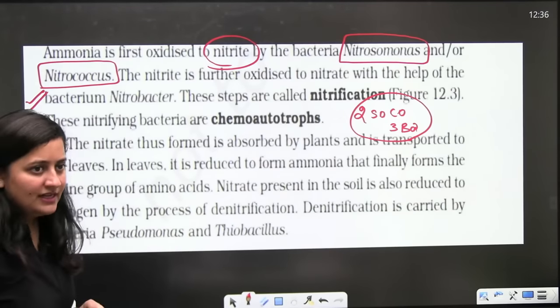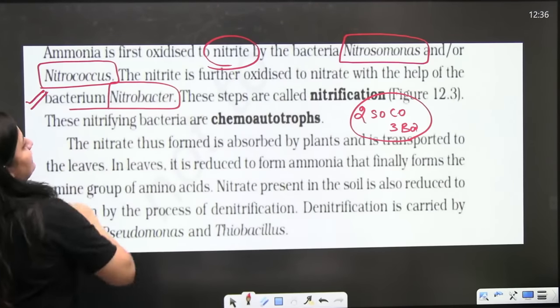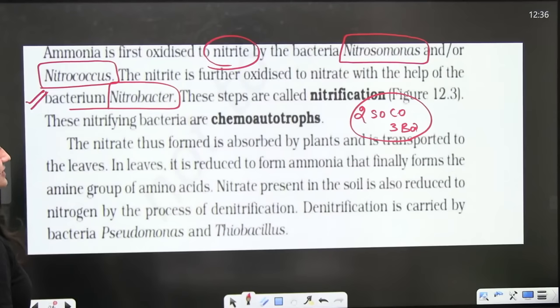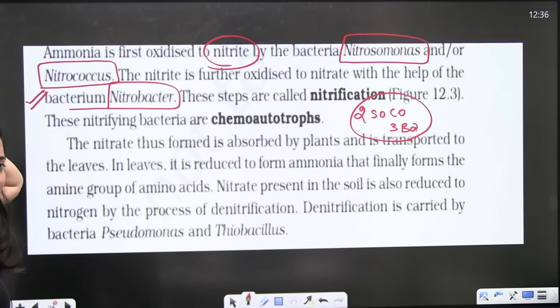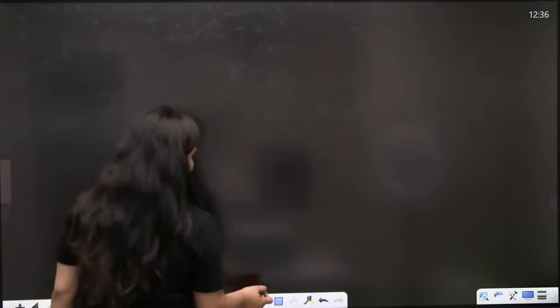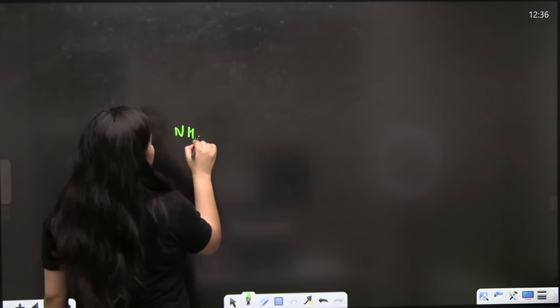Done? So, nitrite will form the nitrate. Nitrobacter. Done, bachche? So, these are the chemoautotrophs, right? They are using the chemicals for their own food. So, it is the chemoautotrophs. This is the nitrification. Okay, nitrite to nitrate is the nitrification. So, yes, question will come from this part.